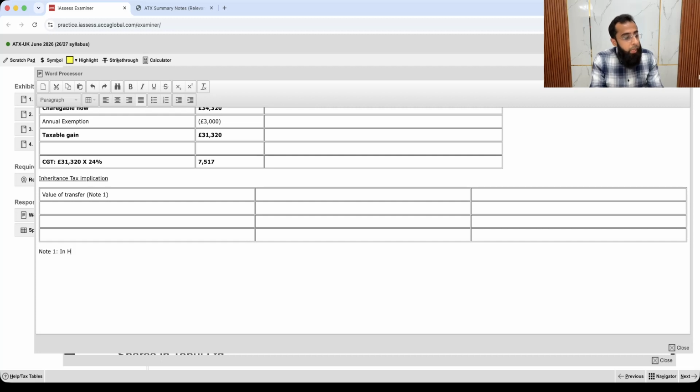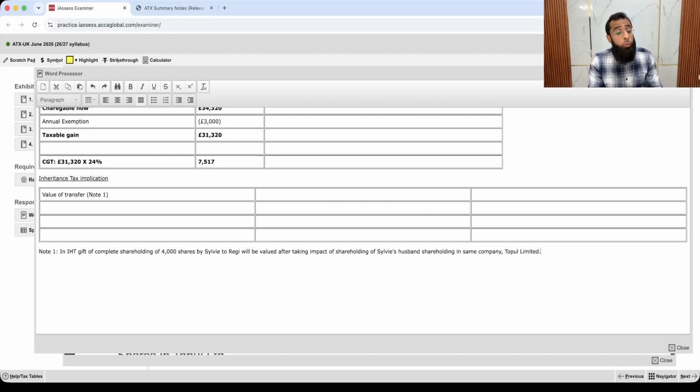Okay. In IHT, the gift of the complete shareholding of 4,000 shares by Sylvie to Regi will be valued after taking the impact of the shareholding of Sylvie's husband in the same company, Topul Ltd. In order to value your shareholding, the impact of your related party holding is also considered.